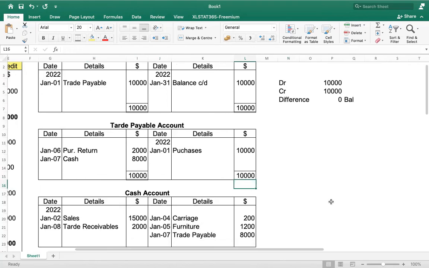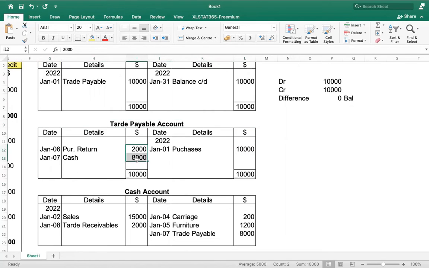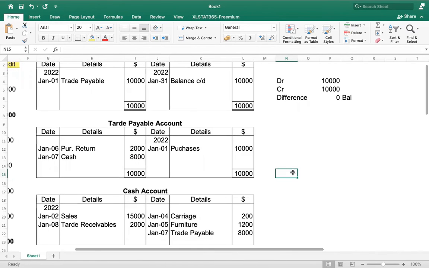No balance means we don't owe any money to trade payable, to that supplier. Whatever goods we bought, the full settlement is done. If there is any balance, then we write it on the side with less, and that balance will show that this much money we have to pay in future. Now come to the cash account.